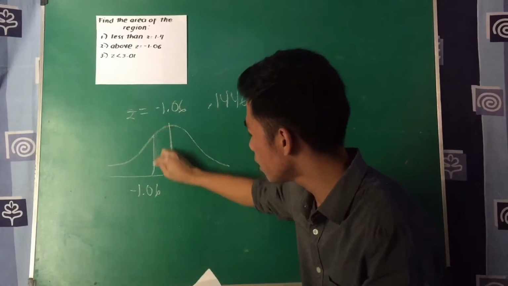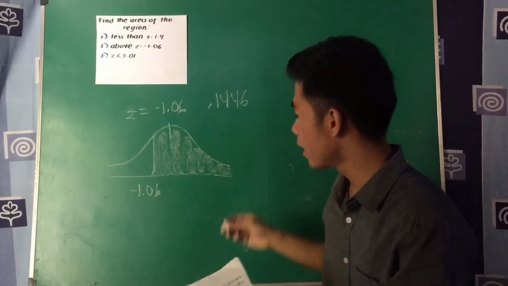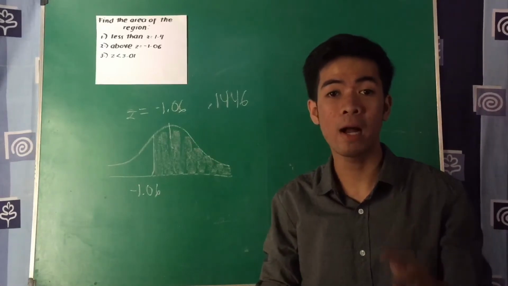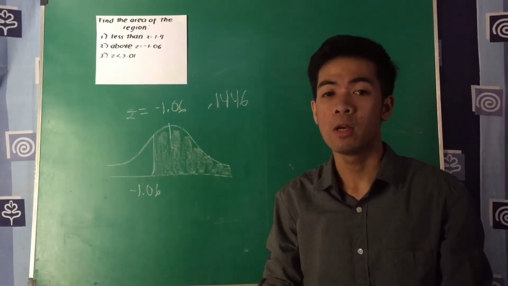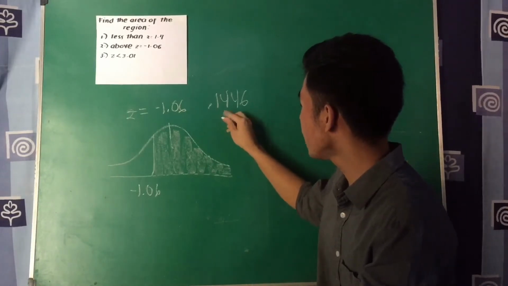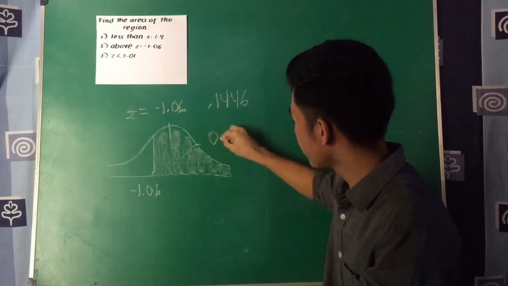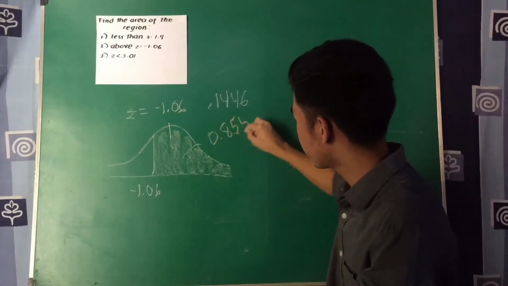above area since we are looking for the above value of negative 1.06. And since we are looking for the above value of negative 1.06, we should subtract it from 1. So 1 minus 0.1446 is equal to 0.8554.